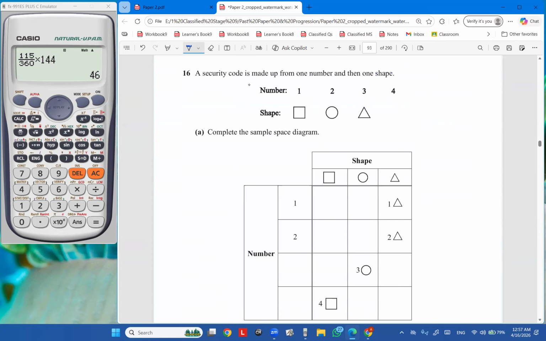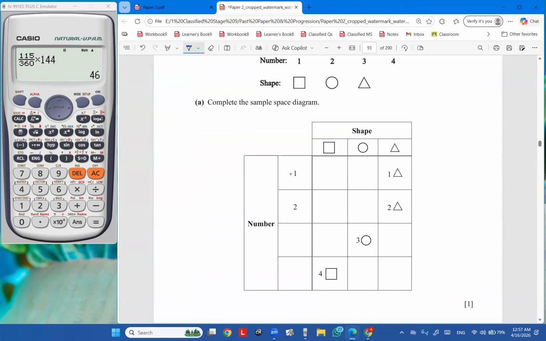A security code is made up from one number and then one shape. Complete the sample space diagram. So here, this means 1 and a square, and this means 1 and a circle, 2 and a square, 2 and a circle. Here, we don't know the number. Well, actually, you're supposed to know it from the heading of the question. So we know that this is 3 and this is 4. So this is 3 and a square, 3 and a triangle, 4 and a circle, and then 4 and a triangle.